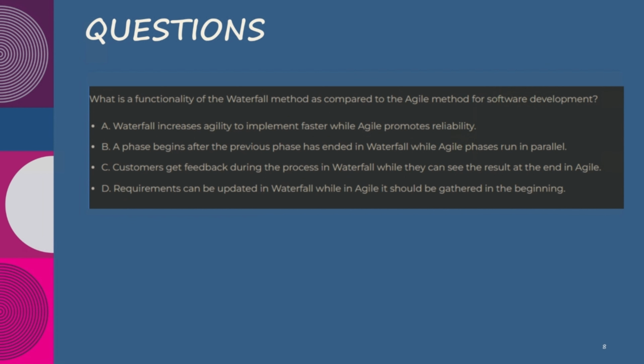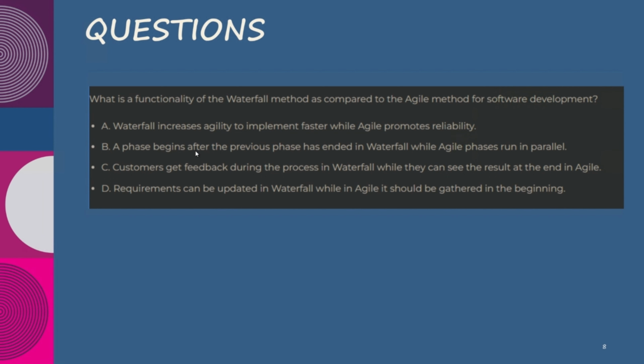Let's try to answer this question. What is the functionality of the waterfall model as compared to the agile method for software development? So the functionality of the waterfall model compared to agile. Waterfall increases agility to implement faster while agile promotes reliability. This statement is false. It is actually vice versa.